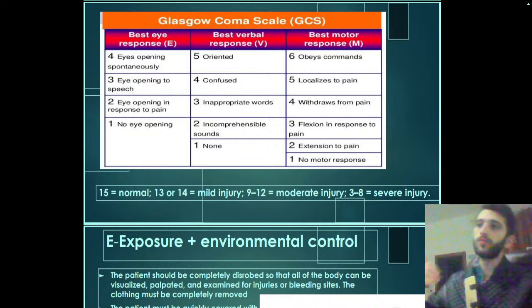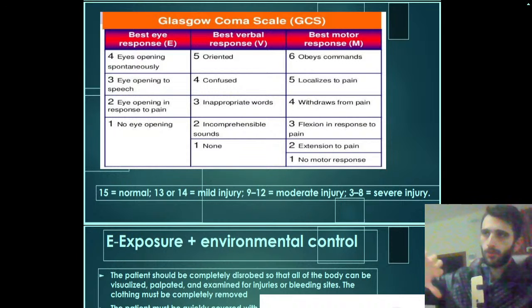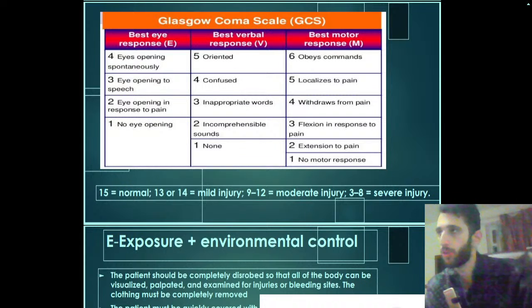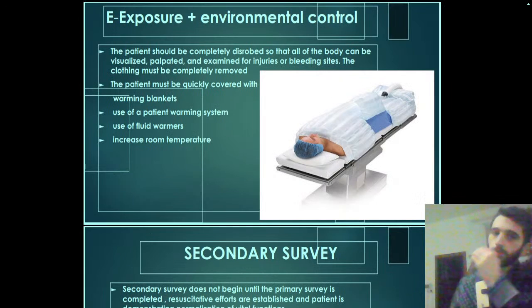Normal value is 15. 13 to 14 is mild. Less than 13 is moderate, and severe is 3 to 8.